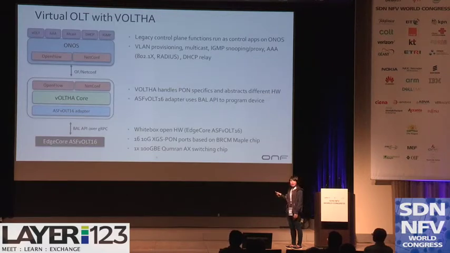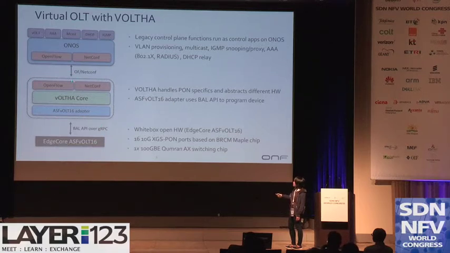So as we look at the stack, how does that change with the introduction of VOLTHA, as well as our new adapter? Right, so previously the device that we had supported GPON. With the introduction of the Edge Core box and adapter, it supports XGS-PON, which allows us to do 10 gig. It's based on the Broadcom Maple chip, and also supports the Qumran switching chip. Communication is through the BAL API over gRPC. We've got the abstraction via VOLTHA. So what you'll see is the VOLTHA core, and all you have to do is add an adapter. It handles the specific details and communicates using BAL, but that is abstracted via the adapter.